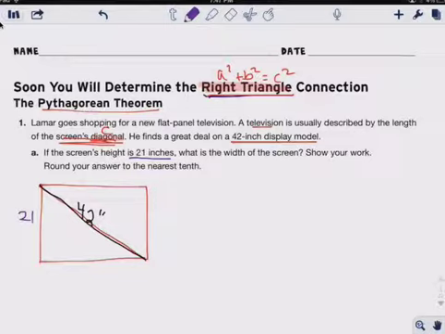What is the width of the screen? So this is A and this is B. The width is B. The width of the screen is A squared plus B squared equals C squared.